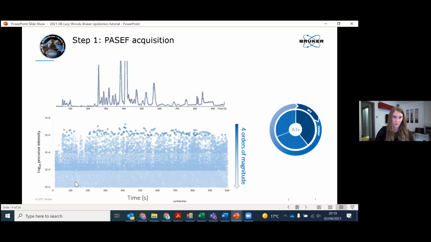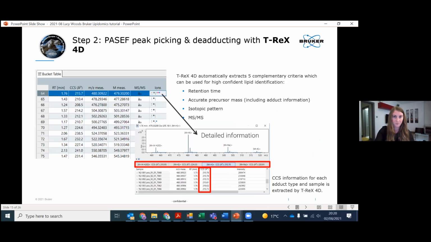So we're able to pick up very low abundant lipid species, including if you look here, there's an area where there's very few lipid signals. But you can see we still get a very high MSMS coverage. And in this experiment, more than 65% of the lipid features that were annotated contained MSMS spectra.